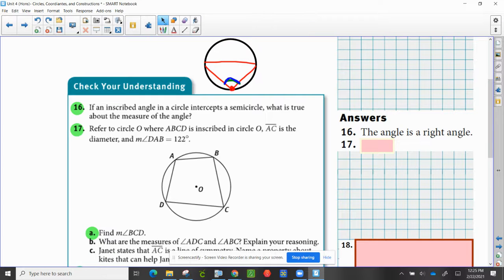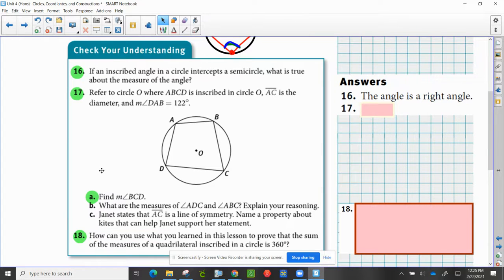All right, let's just finish up here with problem 17a. Refer to the circle O, where ABCD is an inscribed quadrilateral. AC is the diameter, and the measure of DAB is 122. So DAB, that's 122. There you go. So in 17a, they want you to find the measure of angle BCD. So BCD would be this angle. What does that make BCD?